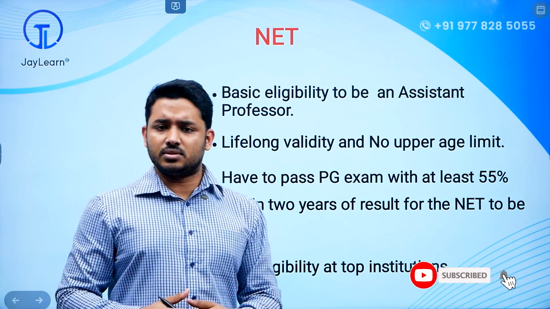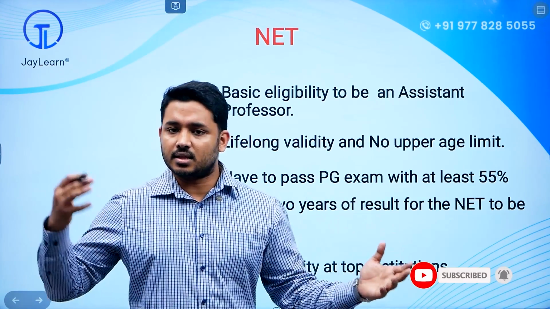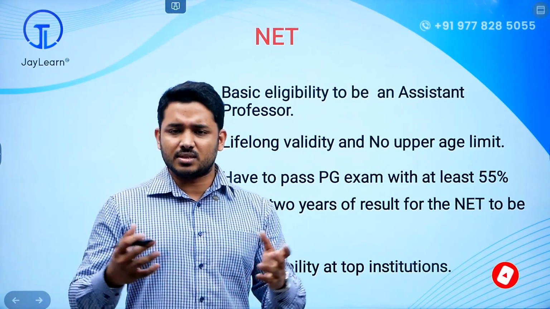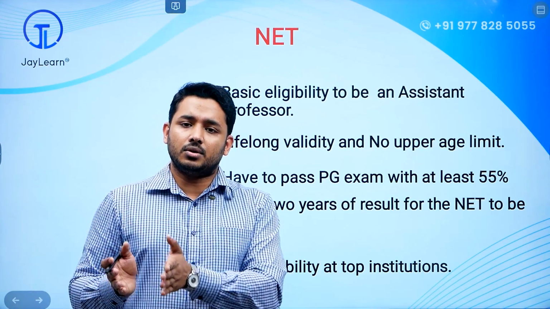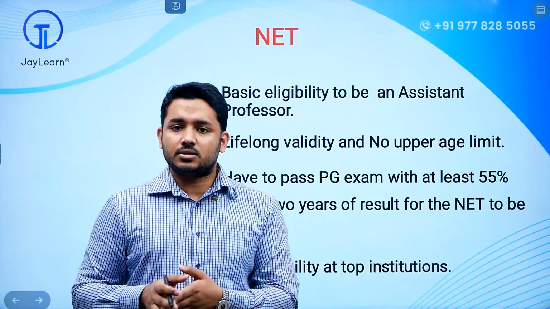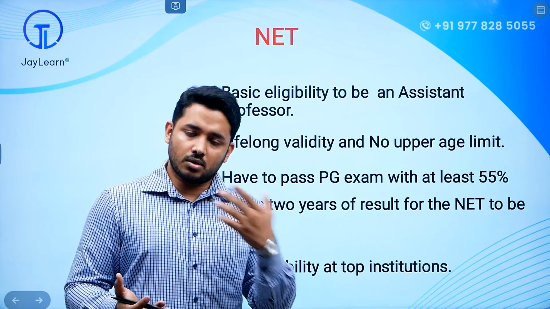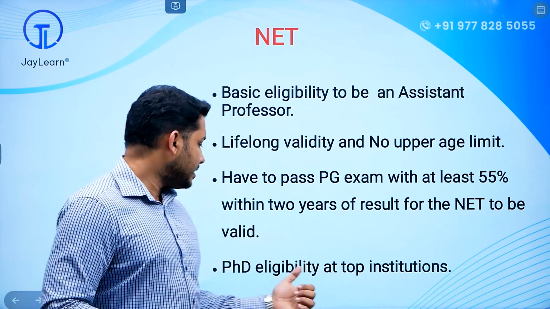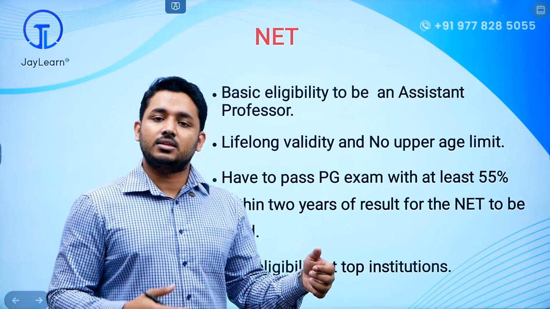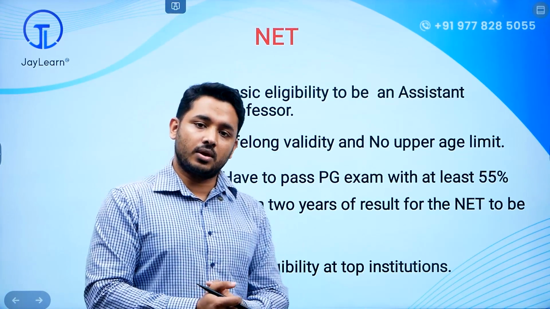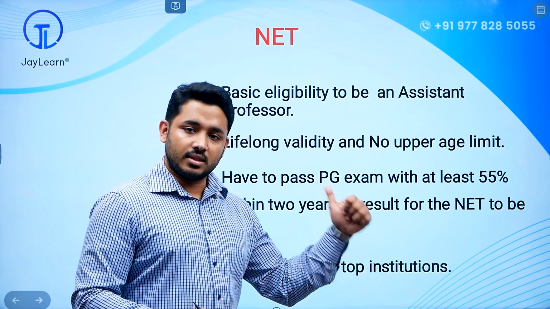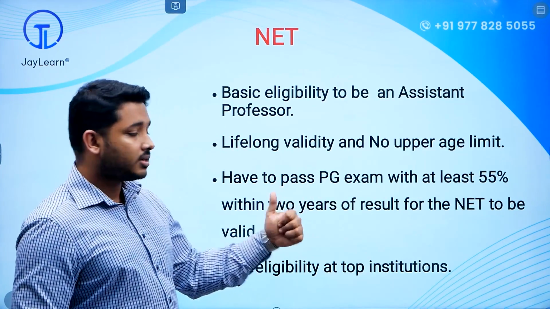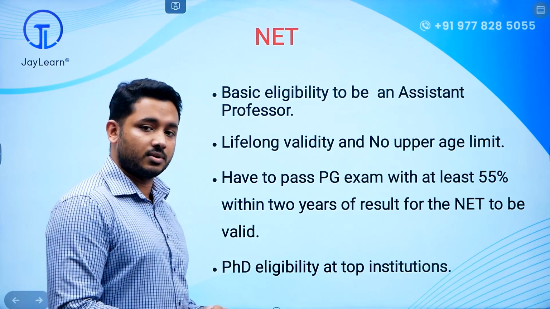So what are the higher institutions in India? Let's say IIT, IISER, NIT. So these are some technological universities. At the same time, in some of the top humanities universities, say private or government, the basic eligibility for PhD is NET with masters. Okay. So PhD eligibility at top institutions, that's also something that you get along with NET, not just the basic eligibility to be assistant professor.